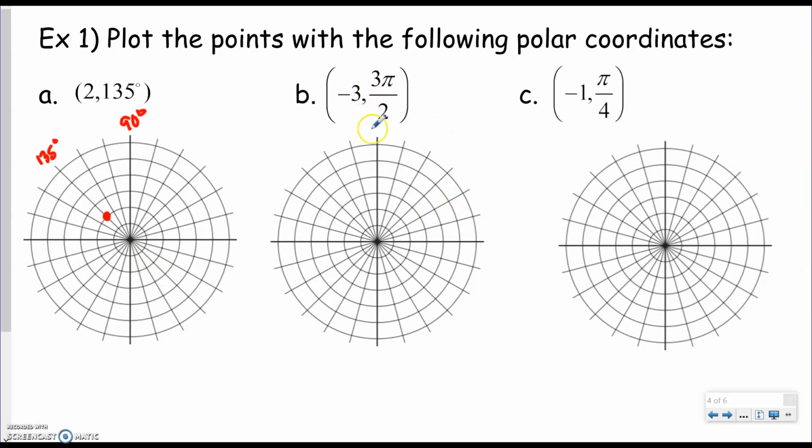For the next one, 3 pi over 2. So we have pi over 2, pi. This is 3 pi over 2. And 3 would be this way, but since it's negative, we're going to go the opposite direction. 1, 2, 3. Okay, and then pi over 4, negative 1. Well, pi over 4 is right here. So positive 1 would be here. Negative 1, we're going to go the opposite direction. 1.